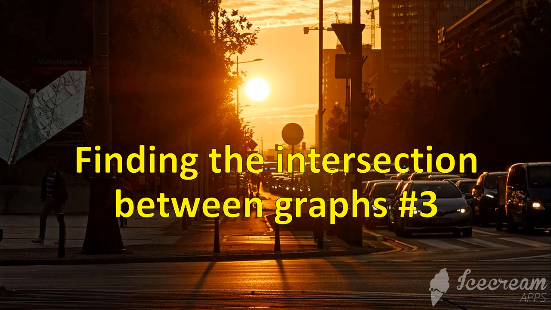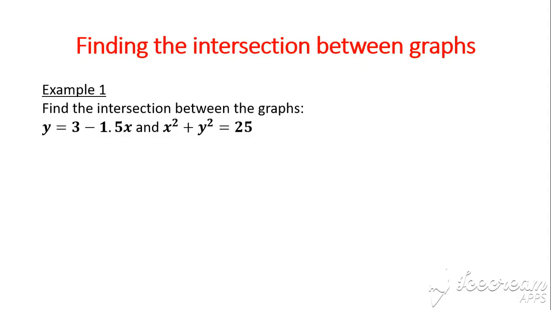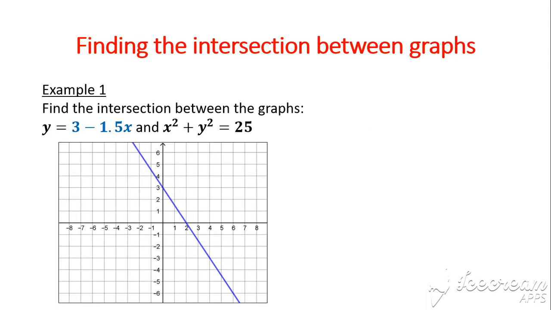In this video, we continue talking about the intersection between graphs, and we're going to turn our attention to a straight line graph and a circle. So here's the example we're going to do today. Find the intersection between the graphs y is equal to 3 minus 1.5x and the graph x squared plus y squared equal to 25. So our first graph is just a straight line graph.